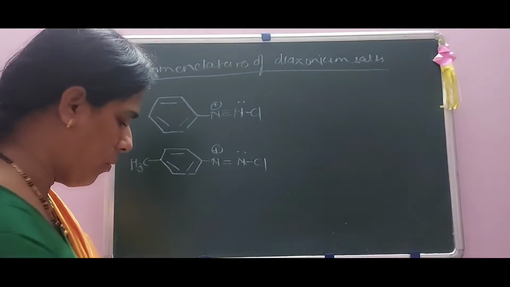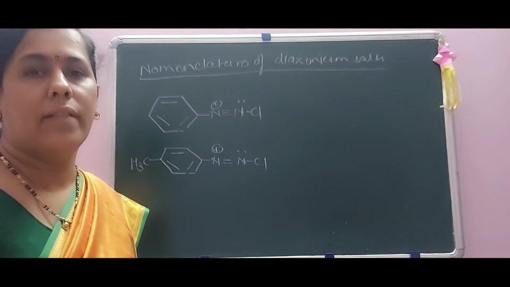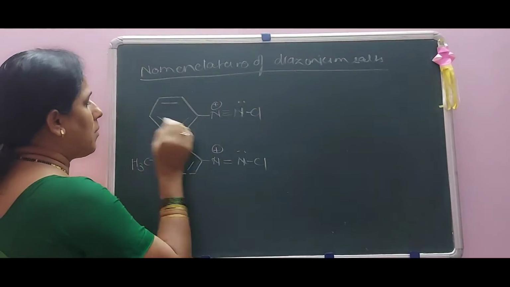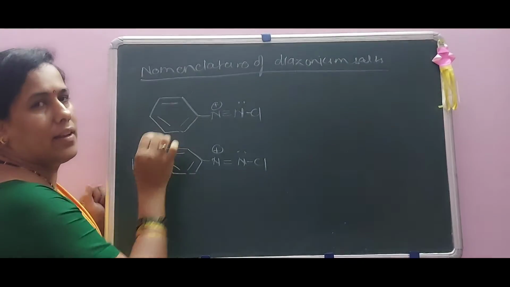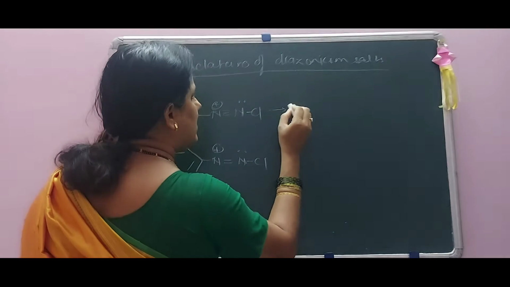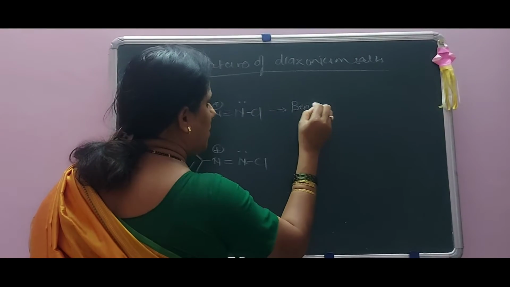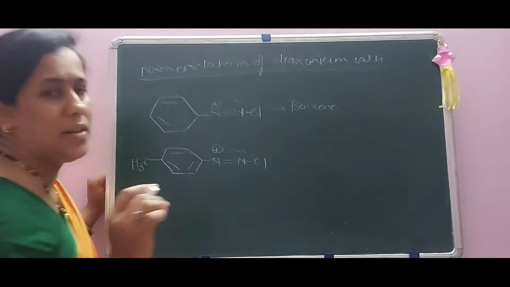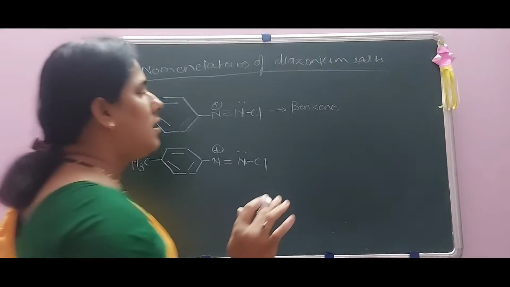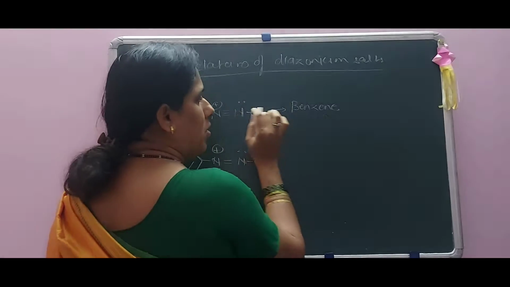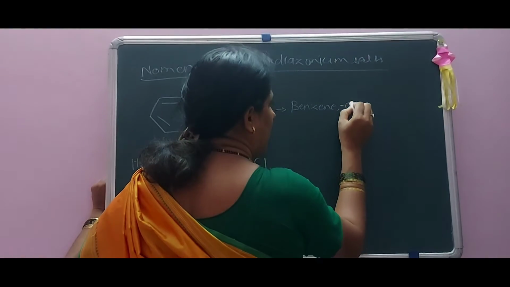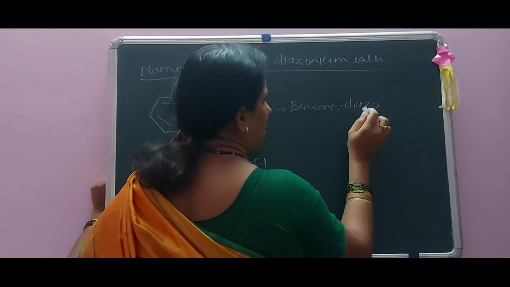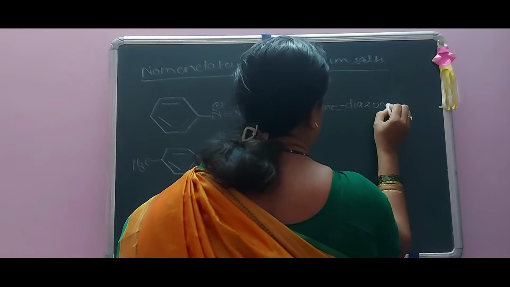Now, azo means what? That is N triple bond N. This is the arene; in simple sense, it is a benzene. Therefore, the name of this compound is benzene. How many times is this nitrogen present? 2 times. Therefore, instead of N triple bond N, we use the word diazo. Benzene diazonium chloride.